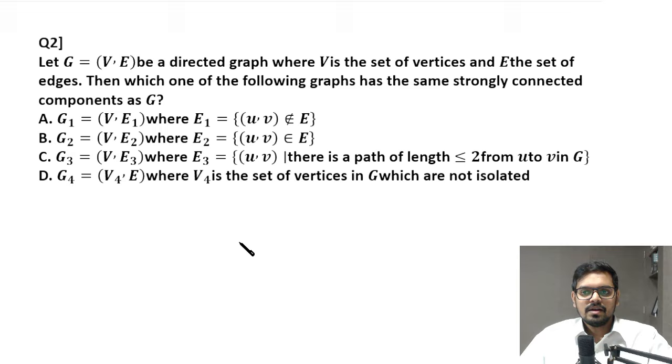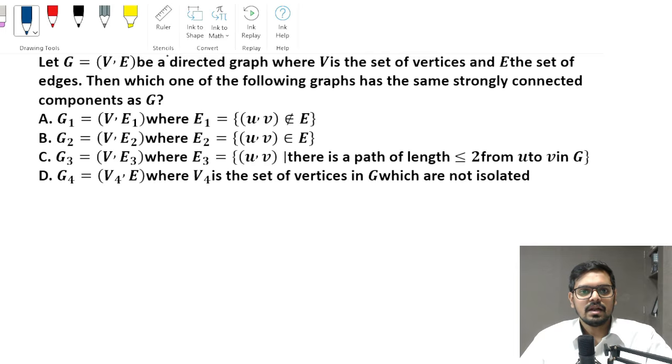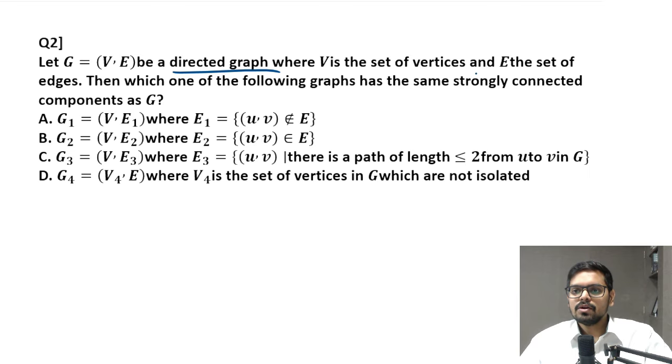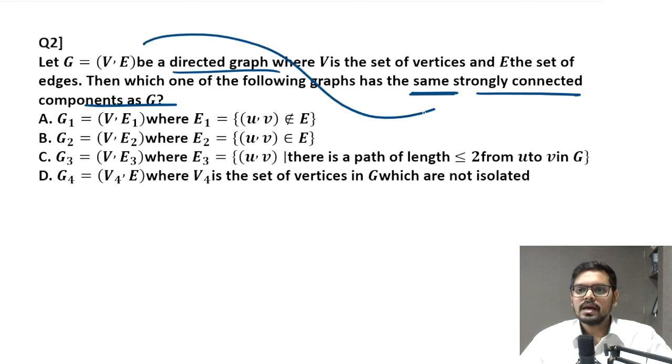Okay, you tried the question. The question says: let G = (V, E) be a directed graph, where V is the set of vertices and E is the set of edges. Which one of the following graphs has the same strongly connected components as G? So by default they are saying that this graph G is strongly connected. Now in which of the following options will you get the same strongly connected feeling?